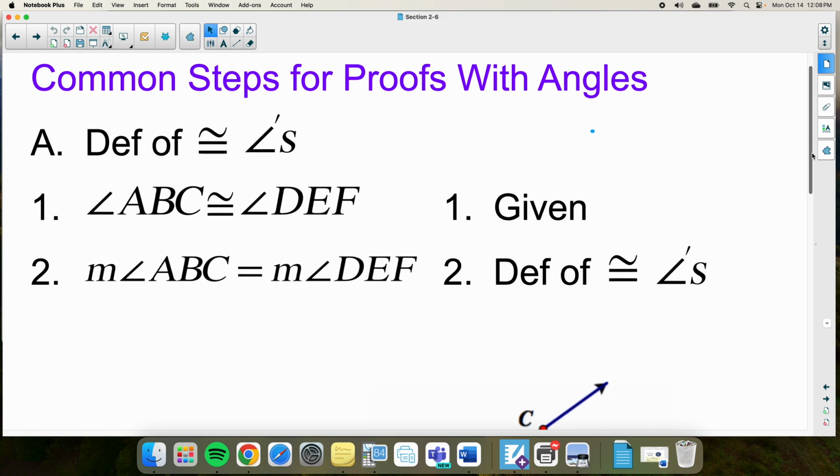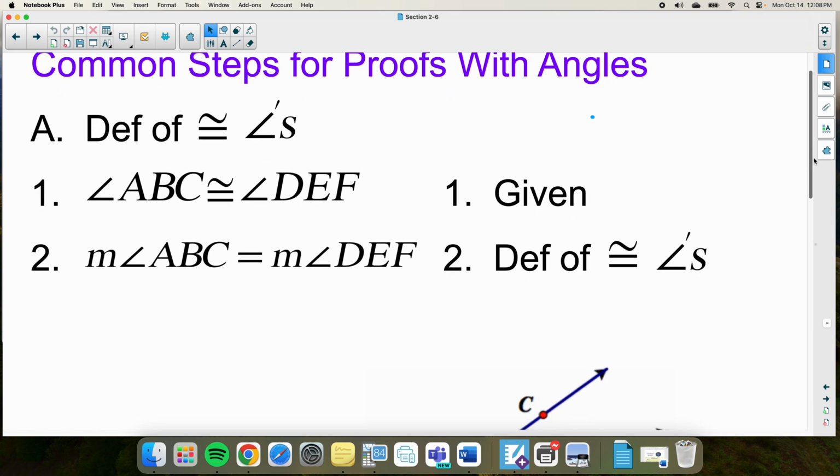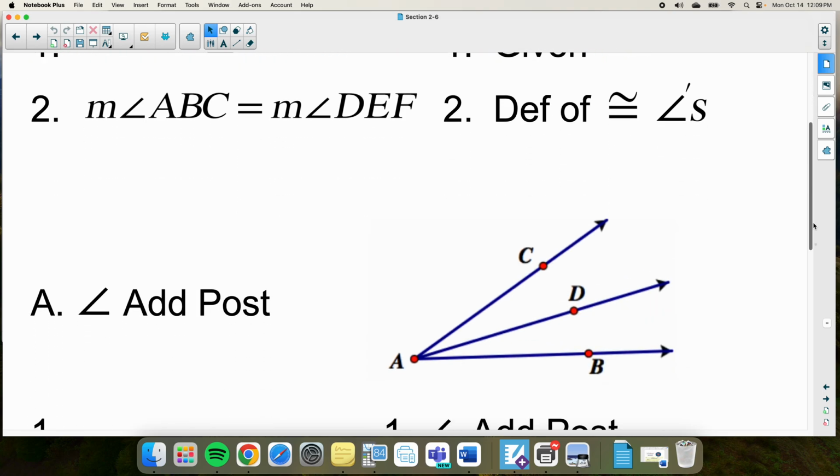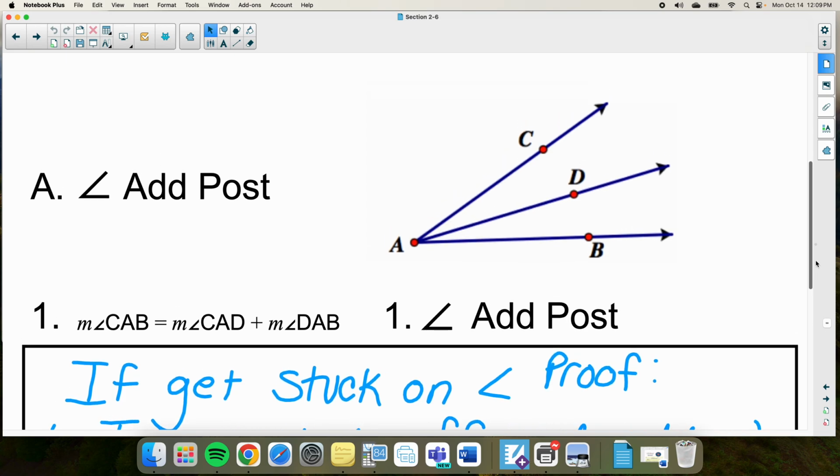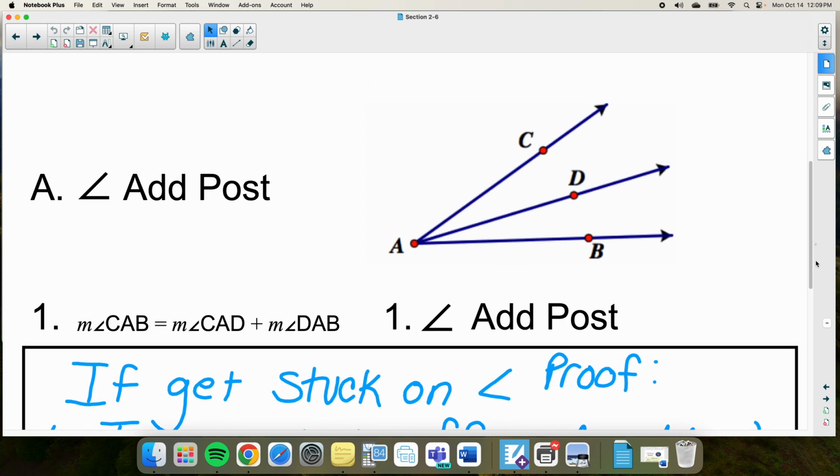So first of all, one of the things that's super common to do when you have angle proofs is you can take the squiggly off and add the little m's for measures. And that is called definition of congruent angles. Or you can take the m's off and add the squiggly, and that's also definition of congruent angles, okay? Then we have angle addition postulate.